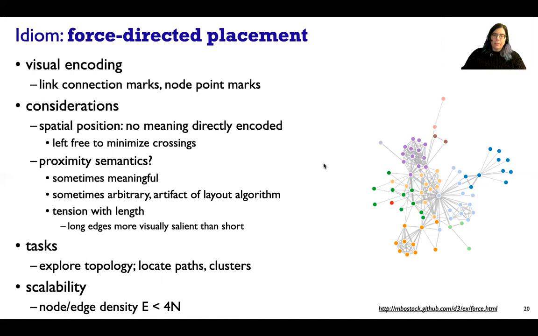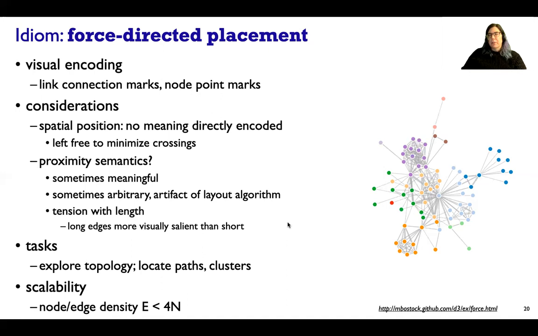So the tasks that people are typically doing, well, as we talked about, it's certainly about exploring the topology. So understanding the topological structure is usually one of the key things people are doing. It can be quite good for path following and locating paths within the graph, and it can be very good for trying to find clusters. So we see that that's a cluster, we see that this is not a cluster, and this is pretty visually obvious.